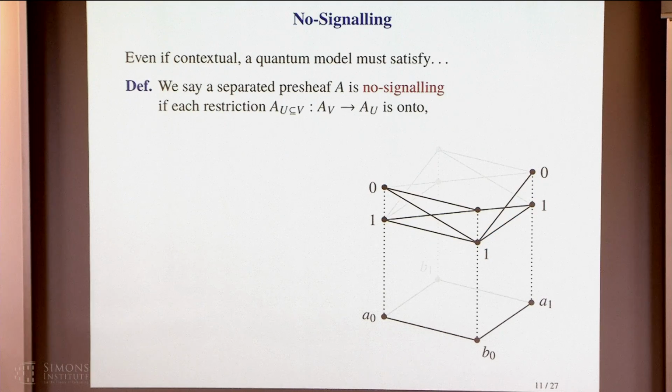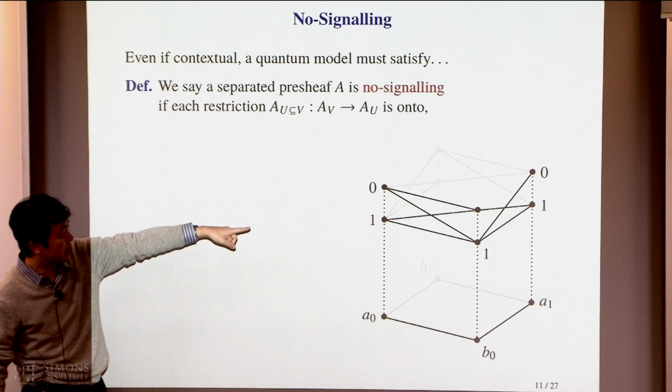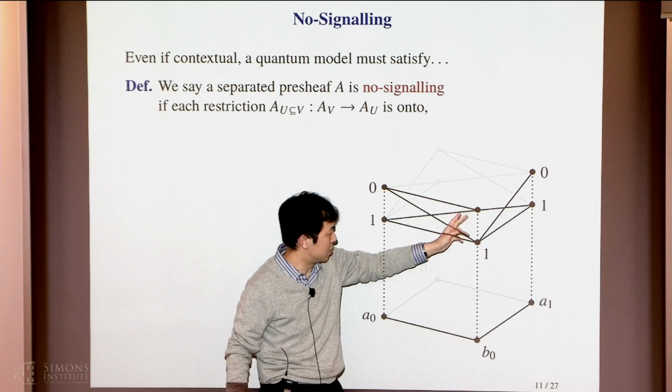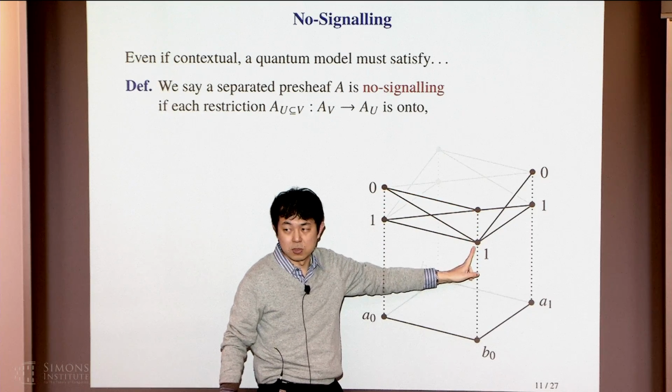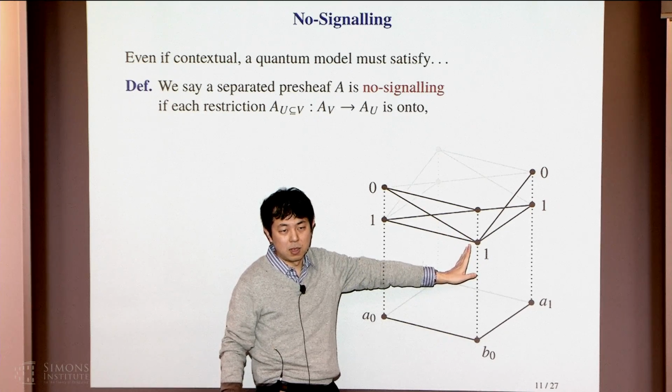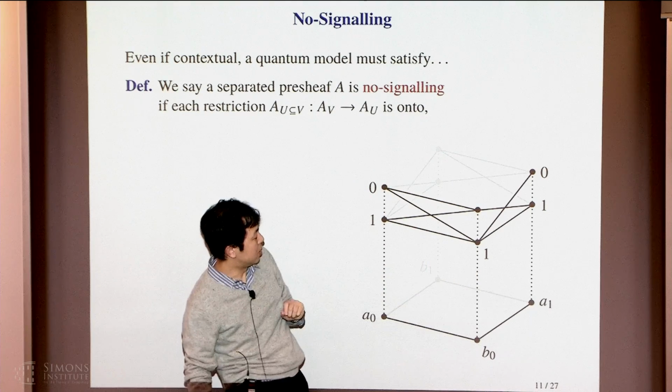But even those weird, paradoxical systems must satisfy the following condition, called the no-signaling principle. In our possibilistic setting, it amounts to the following condition: this model is no-signaling if and only if every restriction of those combinations to smaller combinations is a surjection, or an onto map. Why does it mean no signaling?